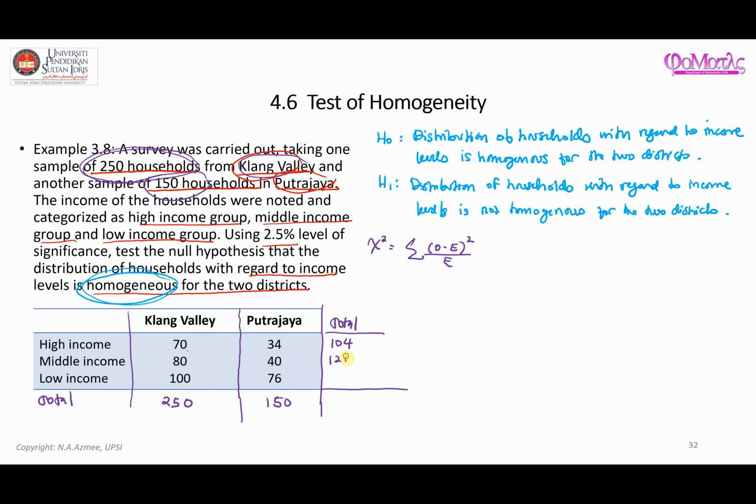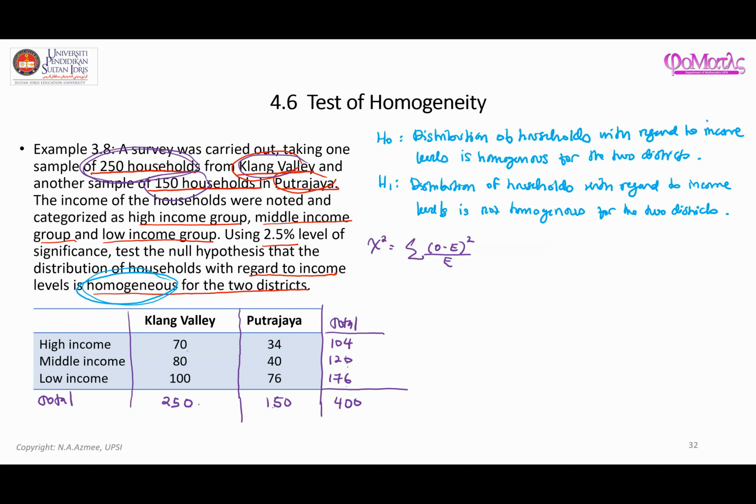This is going to be 120. This is 176. So if you add up this value here, it's going to be equal to 400. And similarly, if you add up these three values here, the total has to also be equal to 400.